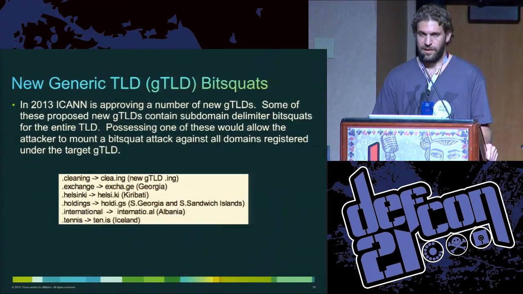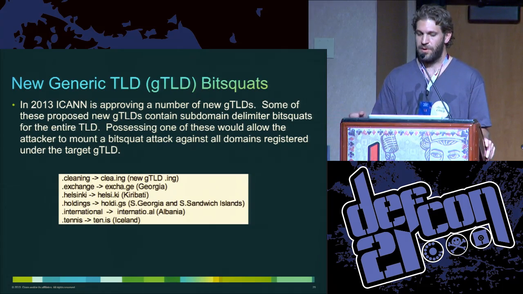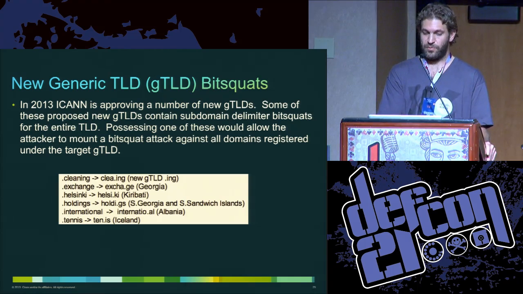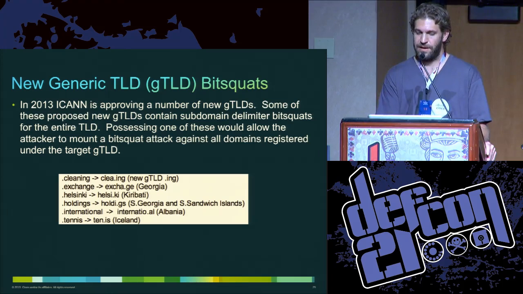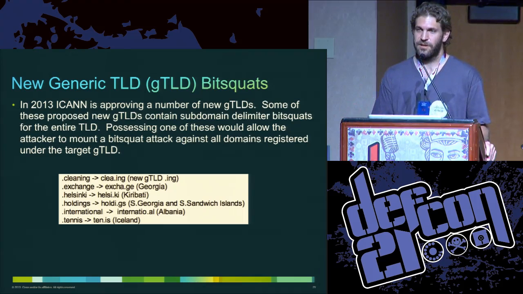So, what about all the new generic top-level domains that are coming out? What could be possible there? Well, using some of these previous techniques, you could actually register a bit squat which would allow you to bit squat the entire top level domain. And I've got a few here. I think one of the most interesting out of this list is .exchange, which is supposed to be used for financial exchanges. So if you were able to register this xj.ge in Georgia, you could potentially receive bit squats for any domain registered under .exchange.